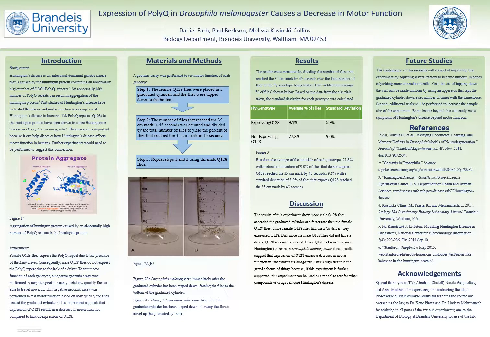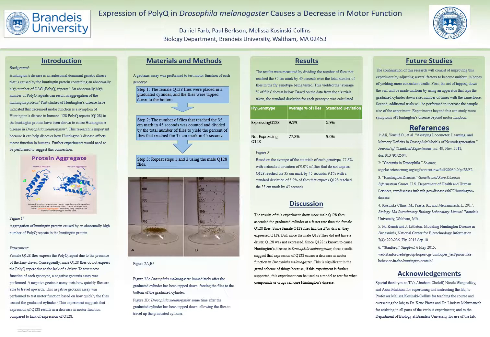Figure 1 shows what Drosophila melanogaster, the model organism for this experiment, looks like. This experiment was performed using a negative geotaxis assay to measure the motor function of each fly genotype. This was done by placing the female flies into the graduated cylinder, tapping them down until they got to the bottom, then releasing them and counting how many flies reached the 35 centimeter mark in 45 seconds or less. This was repeated for the male flies as well.